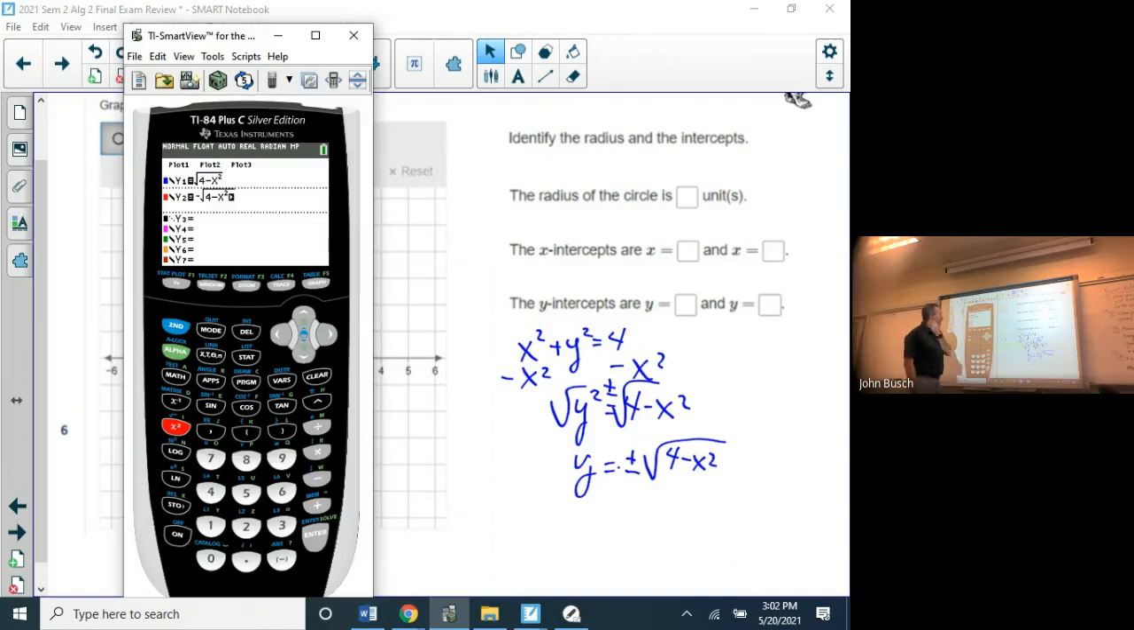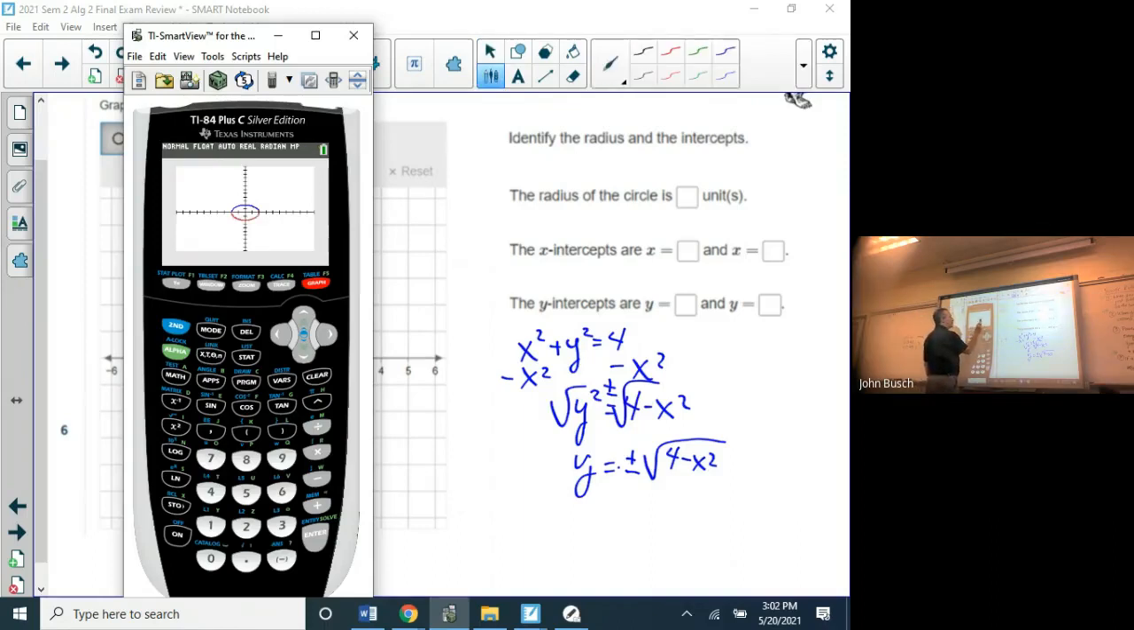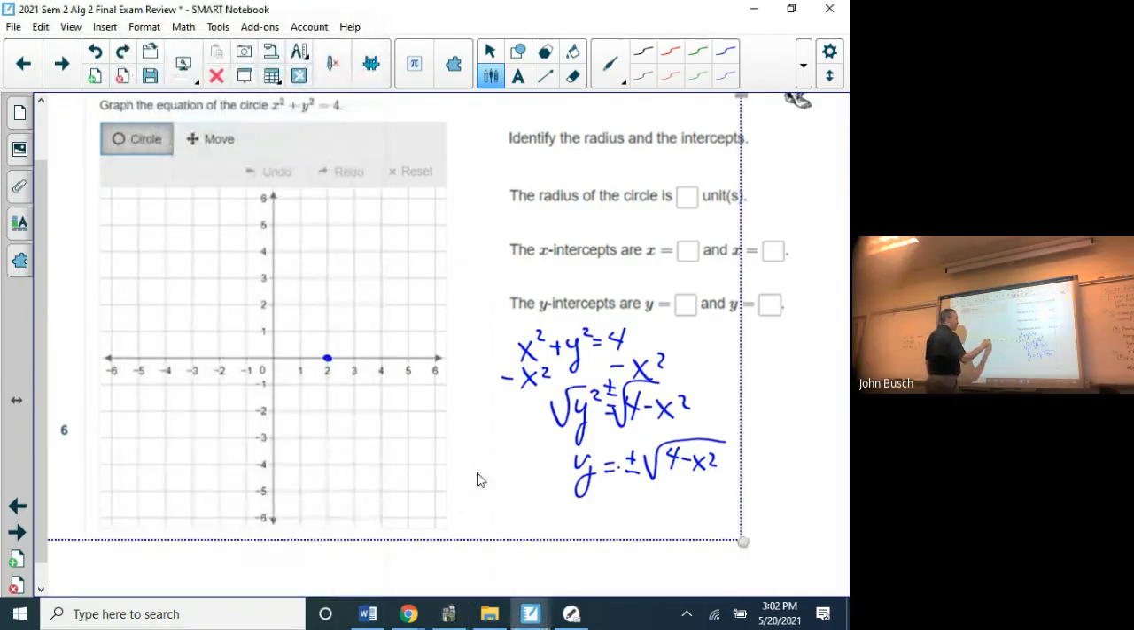And when you graph it, it's not going to look like a circle. If you count how far up, down, right, and left it goes, it's 2 to the right, 2 to the left, 2 up, and 2 down.